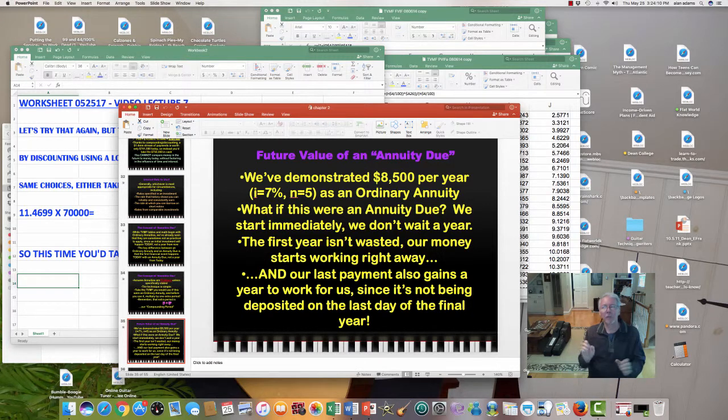Because if you recall, our last $8,500 payment before went in on the last day of the final year. It didn't have a chance to earn any interest. So you got stiffed in the first year, and you didn't make money in the last year either by using an ordinary annuity. So we're going to end up with a lot more money by doing an annuity due.